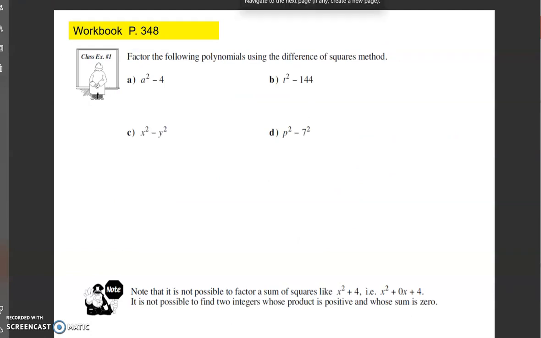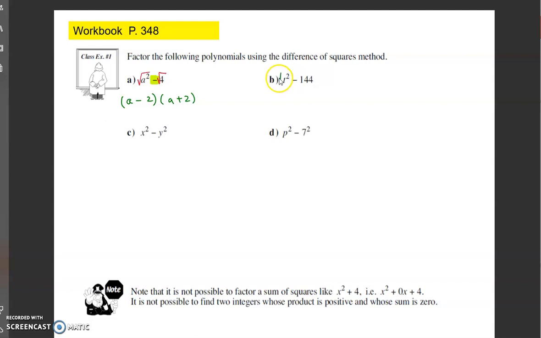So example number 1 is right here. So again, check, are these both perfect squares? Can I take square roots of them? Yes, they're perfect squares. And there is a negative sign in between. So that's all I need. So the square root of a squared is a. The square root of 4 is 2. So we write that twice, and then you put one negative, one positive, and we're done. Okay, I find this to be the easiest factoring that we can do.